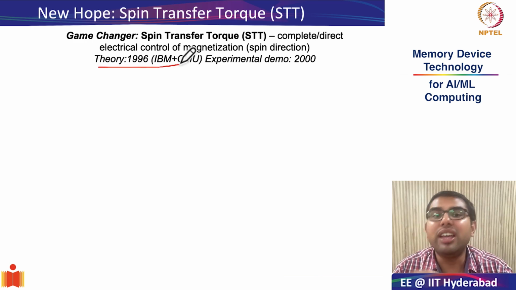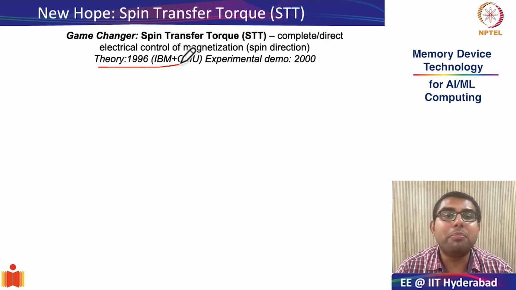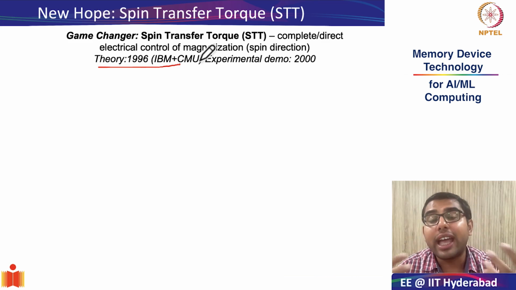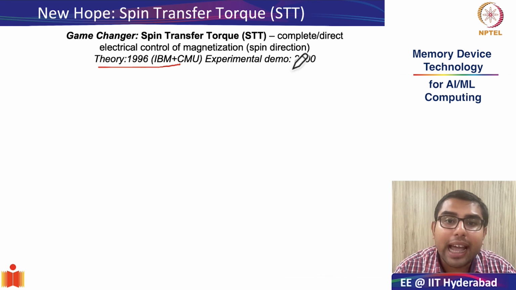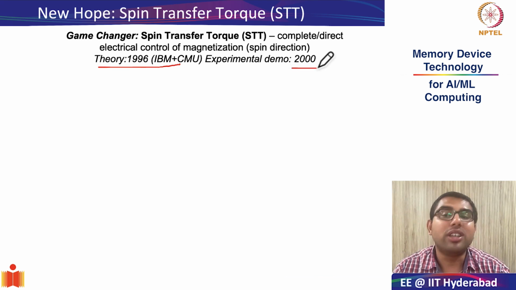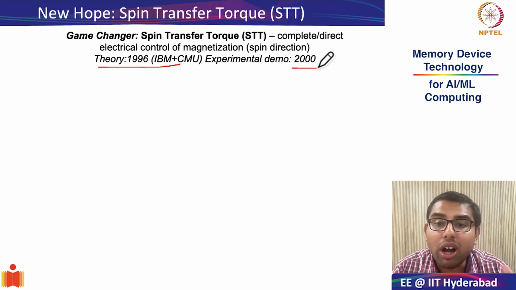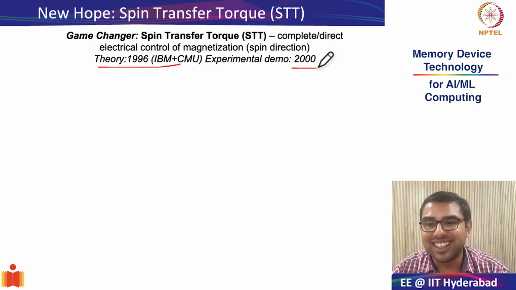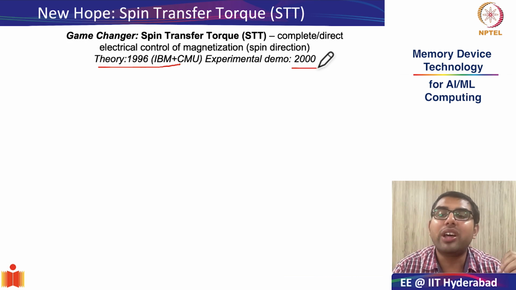The exact theory was developed in 1996 by researchers at IBM and at Carnegie Mellon, and the experimental demonstration actually came a few years later. So what is the spin transfer torque effect?